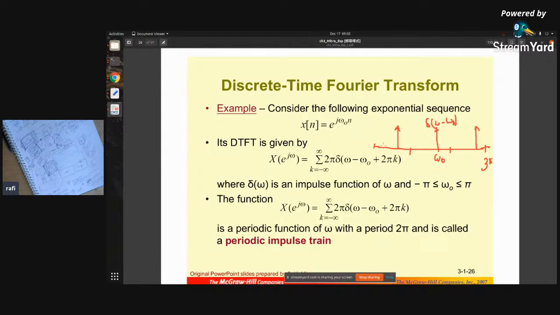So this looks like an impulse train with equal spacing. Okay, so this will be pi minus pi plus omega naught, minus pi minus omega naught, and pi plus omega naught. Like that. So this is a periodic impulse train with period 2 pi. The spacing between two impulses will be 2 pi. This has to be 2 pi plus omega naught.